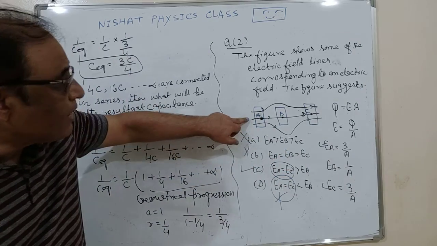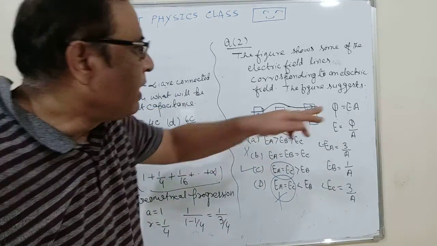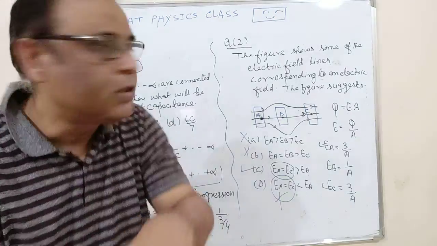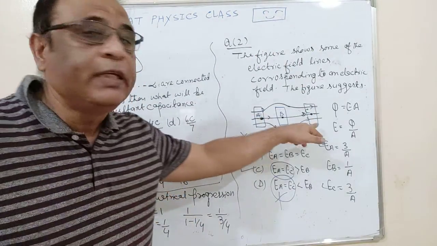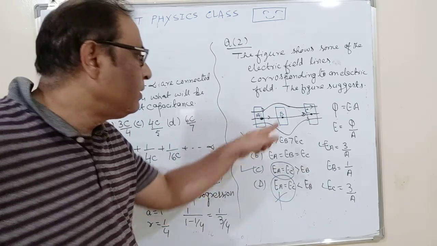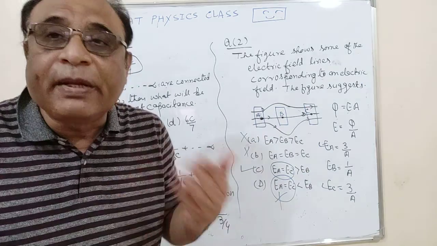So here at A, lines of force are close. At C, lines of force are close. At B, lines of force are not close. So EA equal to EC and greater than EB. So this is another simple explanation.